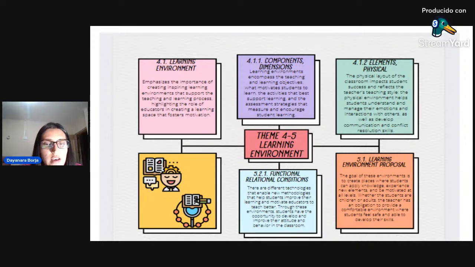In this case, it's important to mention that students have the opportunity to develop and improve their attitude and behavior in the classroom. Although some people may consider the environment insignificant, it is important that parents and educators consider it a high priority.